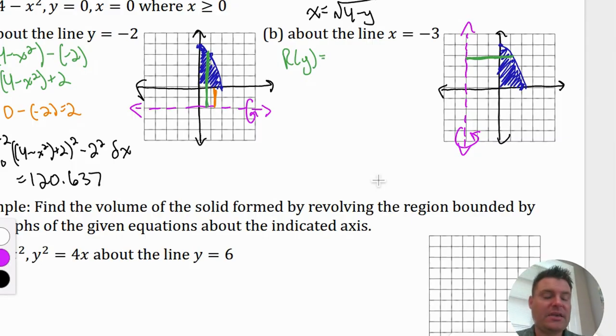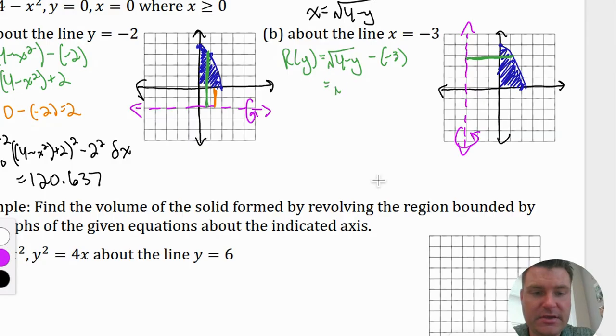This is going to be big minus little, since we're looking at bigs left and right. Big is to the right. Think of a number line. The numbers on the right of the number line are bigger. Big minus little is going to give us the square root of 4 minus y minus the axis of rotation, which is -3. So you can think of it this way: it's the square root of 4 minus y plus 3. And then for little, start on the axis of rotation and stop when you hit the bottom of the object, which is right here.